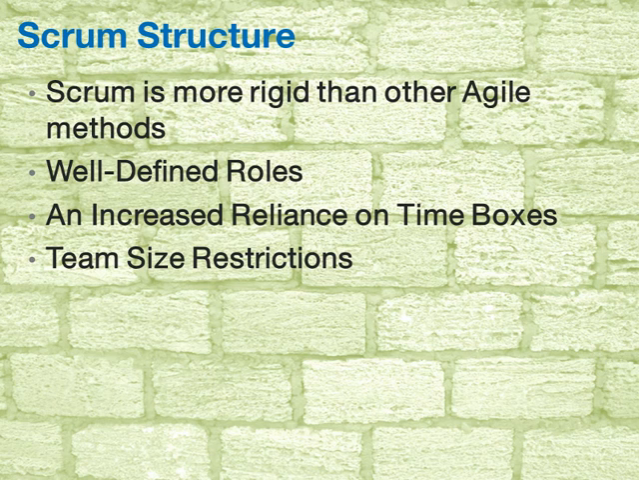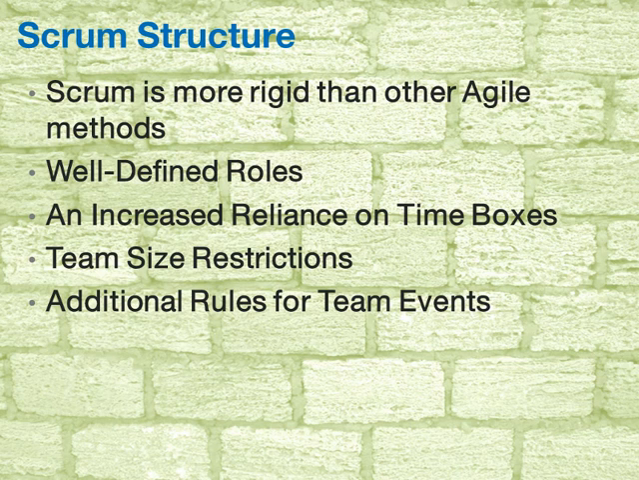And then we have additional rules for team events. Some examples include that the sprint planning events only involve the product owner, Scrum Master, and development team members, and no other stakeholders are included, or that the daily Scrum is held at the same time in the same location every day.